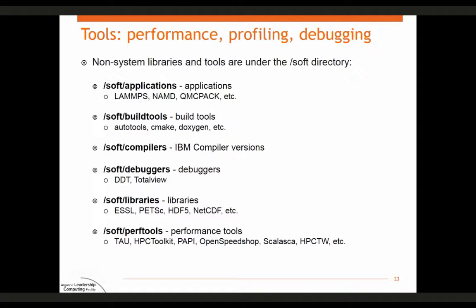Likewise, there's a number of directories under /soft, which contain tools for performance profiling and debugging. Within /applications, there's builds for things like LAMMPS, NAMD, QMCPACK, and their level of support varies depending on your catalyst and your project. /soft/buildtools, which contains relatively up-to-date builds for AutoTools, CMake, and Doxygen. /soft/compilers, which contains the IBM compilers, as well as builds of Clang. /soft/debuggers, which contains the DDT debugger, and there may be an install of TotalView, but I do not believe the license is current. /soft/libraries, which, as I previously mentioned, are where you would find the math libraries and parallel IO libraries. And then /soft/perftools with performance tools like TAU, HPCToolkit, PAPI, OpenSpeedShop, Scalasca, and the like.